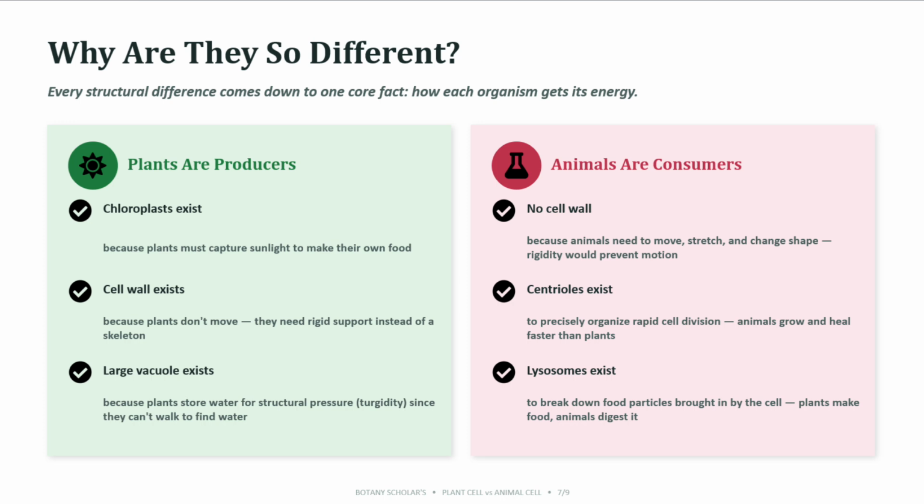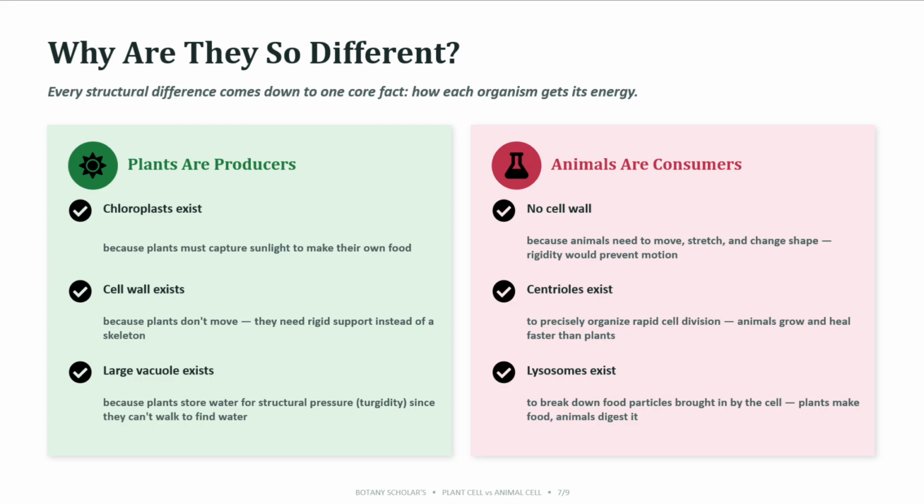Animals are consumers, no cell wall, because moving and changing shape requires flexibility. Centrioles for fast, precise cell division, so animals can grow and heal quickly. And lysosomes to digest the food they bring into the cell.